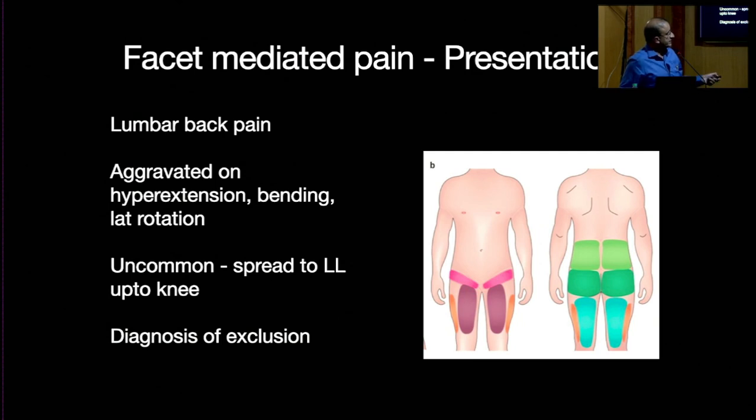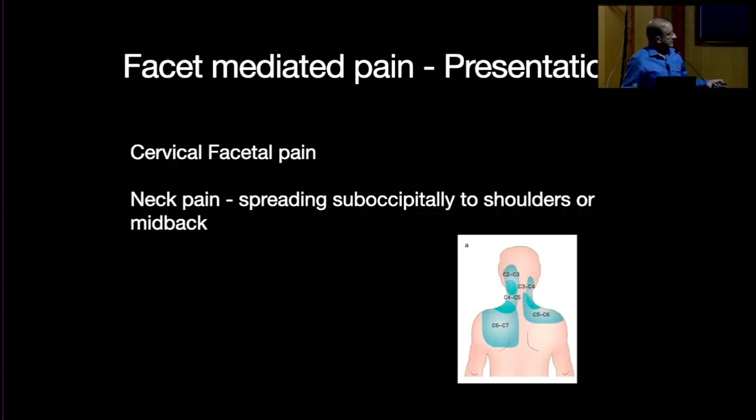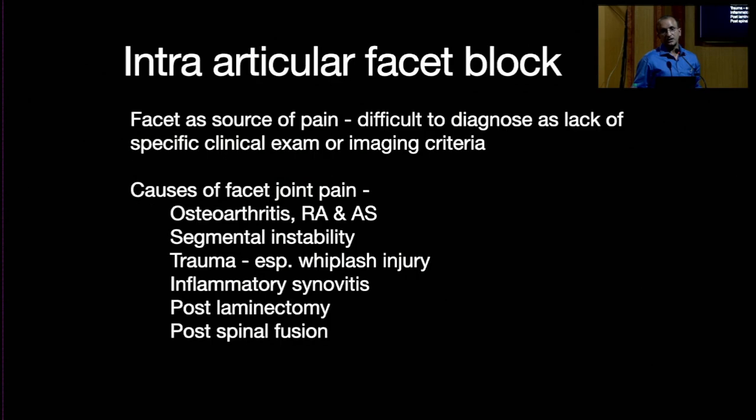This has already been shown, the presentation of facet-mediated pain. Basically, it's a diagnosis of exclusion, but the patient can come with lumbar back pain, aggravated on hyperextension, rotational movements. Uncommonly, it will spread to the lower limbs up to the knee. Generally, it does not go below the knee, so you can differentiate with the radicular symptoms. In cervical, Professor Dureja has already discussed, this is the pattern you will get, but no radicular pain into the upper limbs.